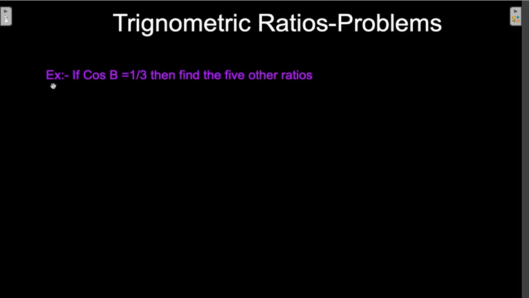So this is the question where we are given the value of cos of angle B, and from this we have to derive the rest of the five ratios.